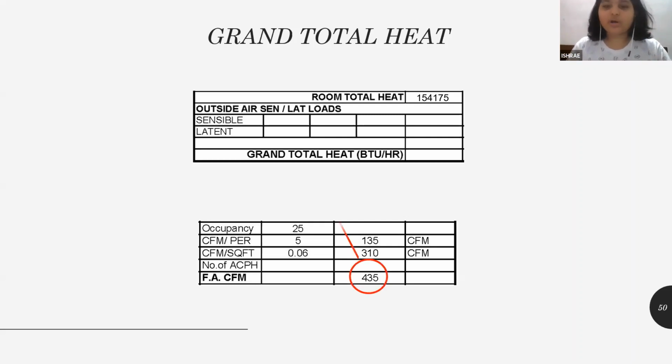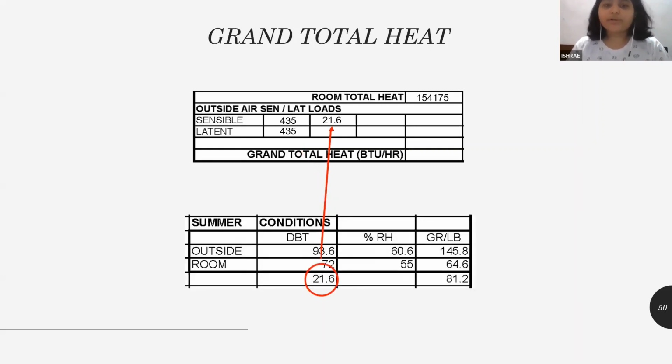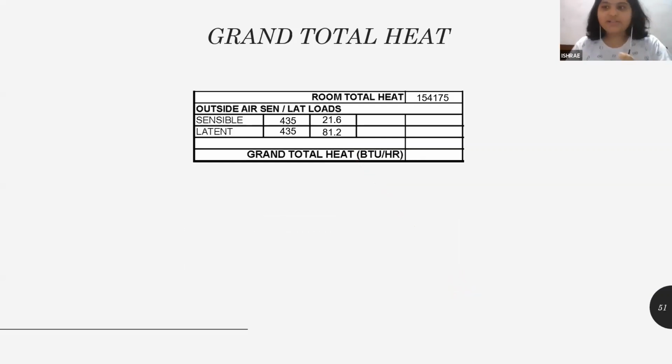So when we are talking about the latent and the sensible outside air load after the total room heat load, we are going to put the fresh air CFM. Now, what we are going to do is the sensible heat load will be multiplied by temperature, the latent heat load will be multiplied by grains per pound because moisture is there. That is done.